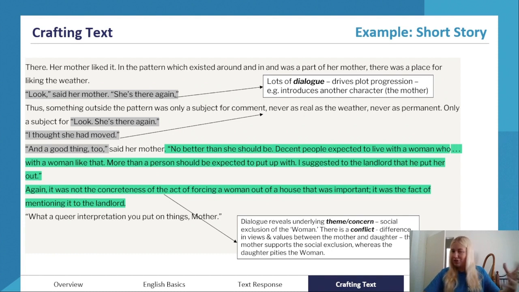"She's there again." Again, she's criticizing her mum's perceptions now.